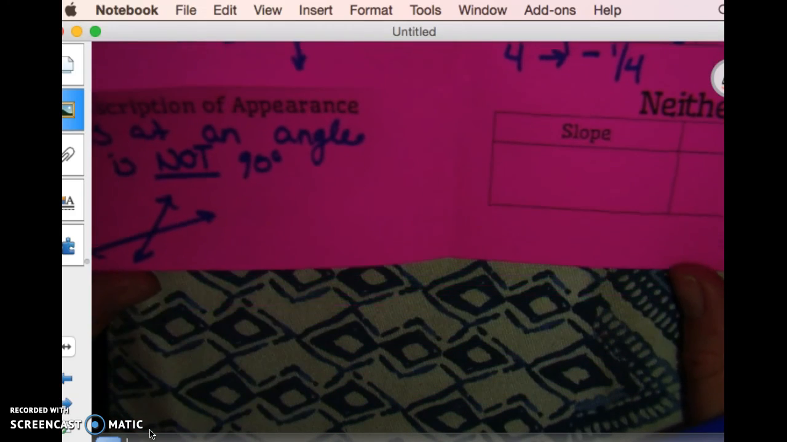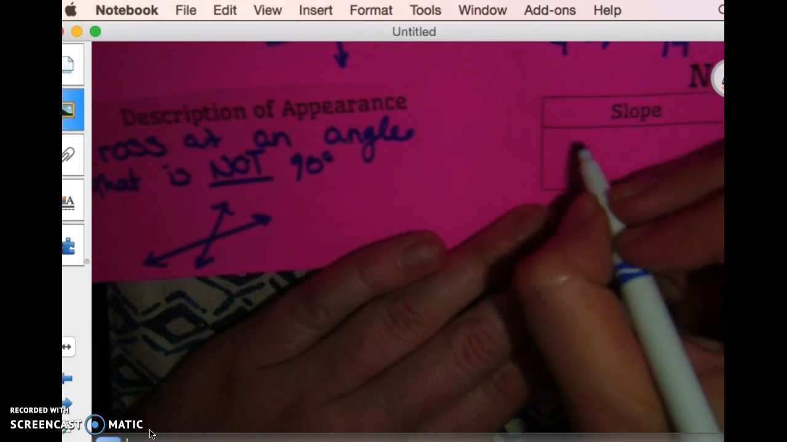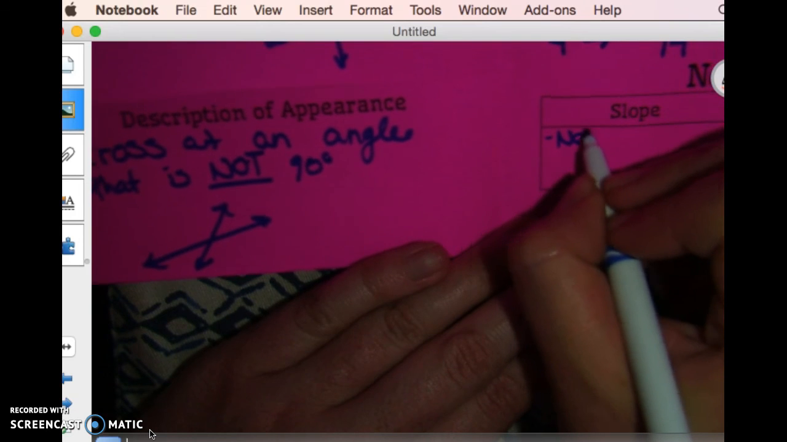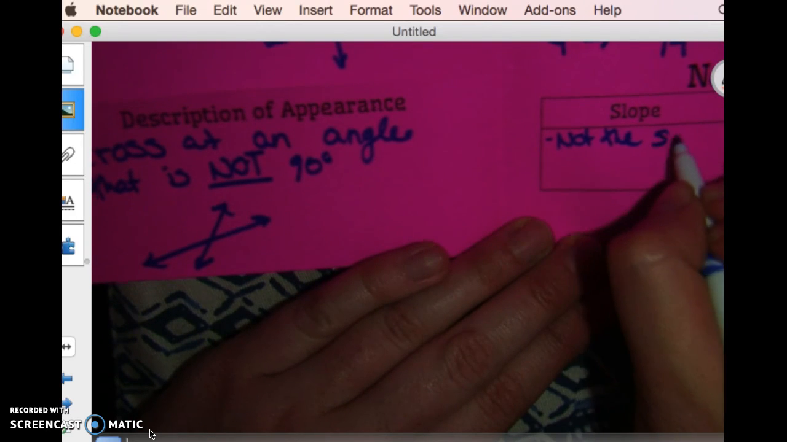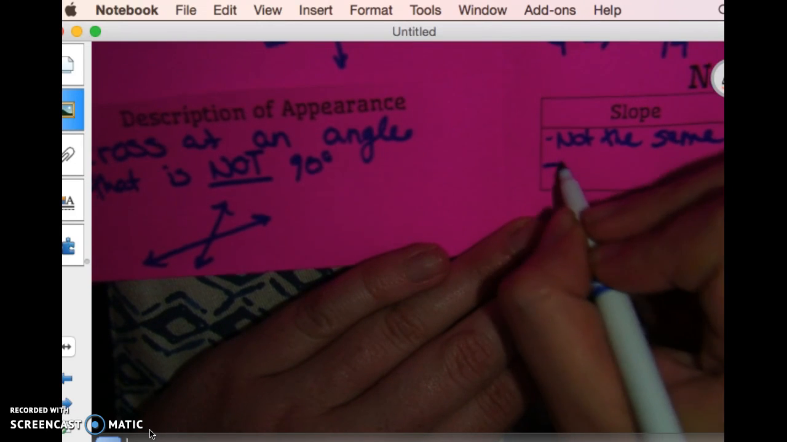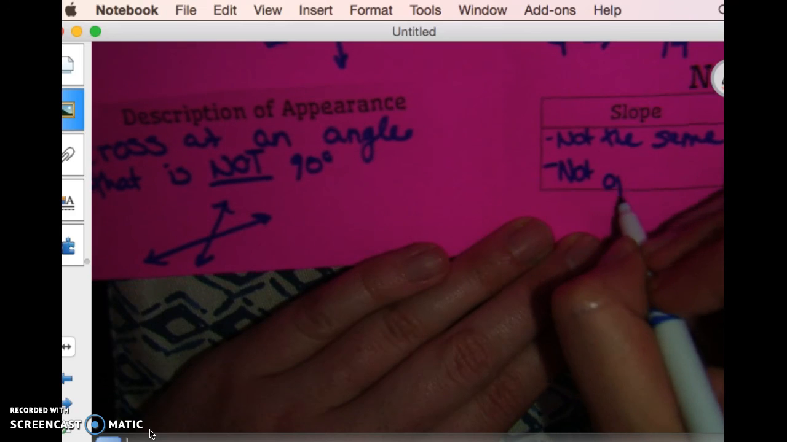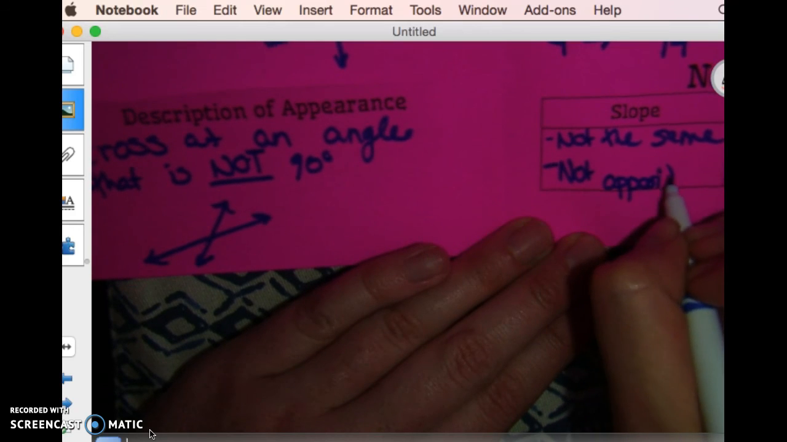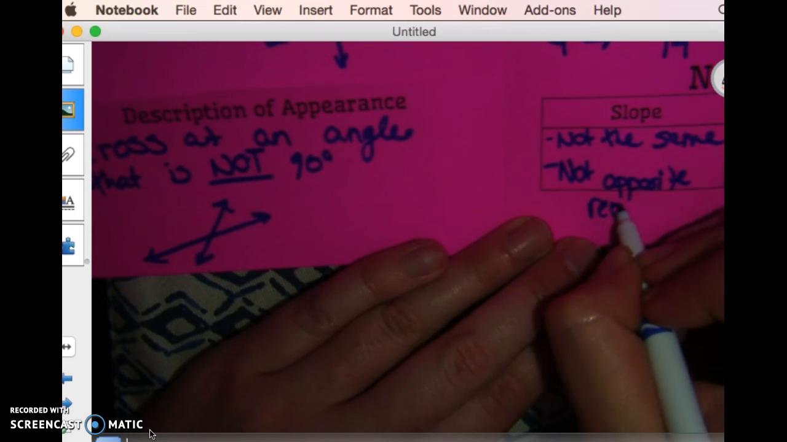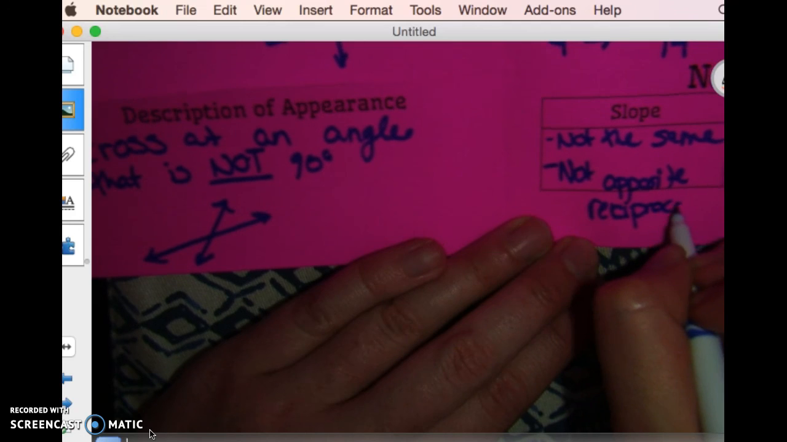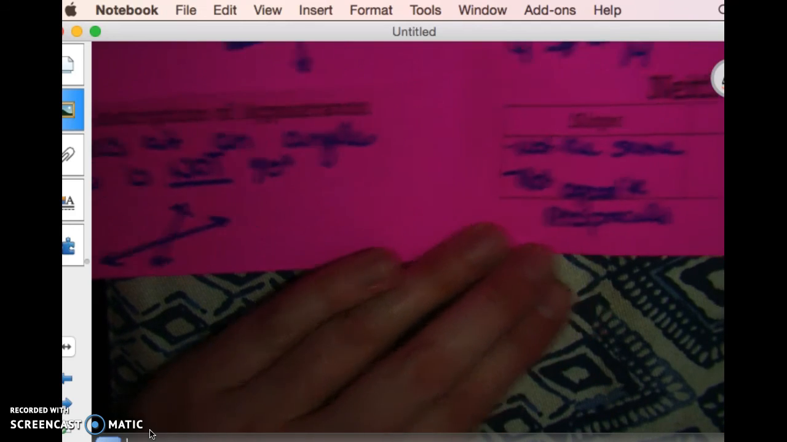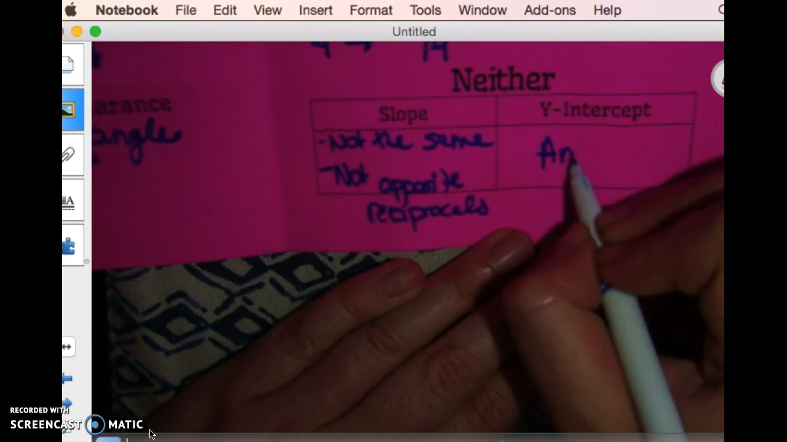So, for neither, the slopes are not the same. They're also not opposite reciprocals. And the y-intercept can be anything.